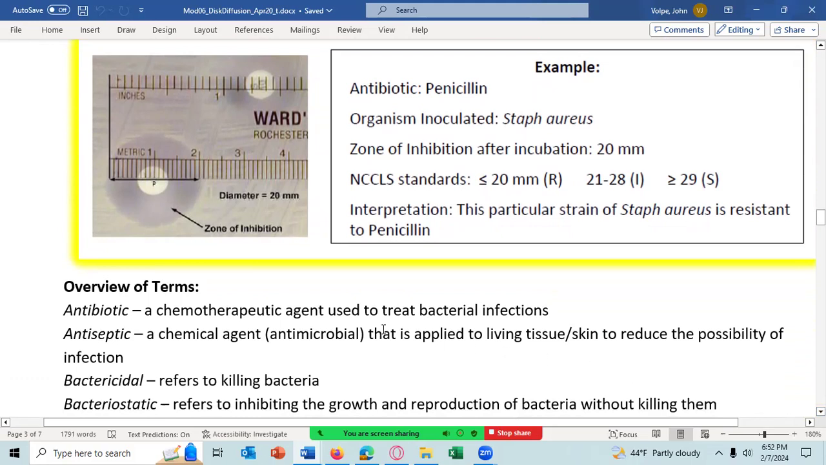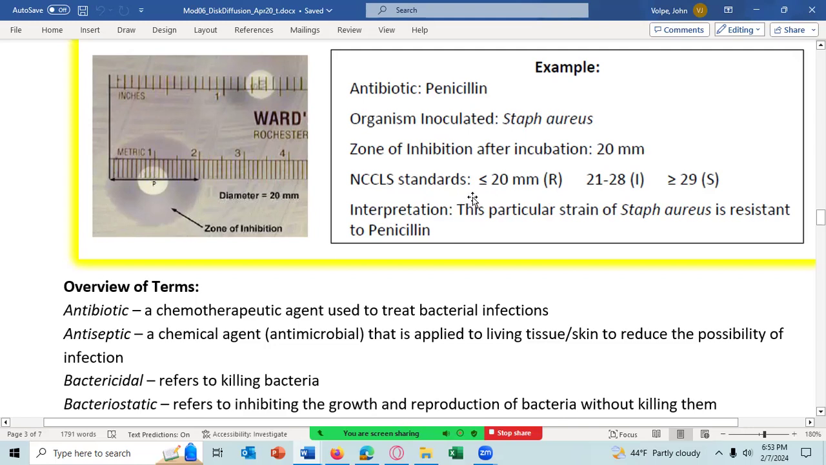For example, here is the zone of inhibition for, I believe it's Staphylococcus aureus. The antibiotic here is penicillin, that's penicillin G. You measure the size of the zone of inhibition. This looks like it's about 20 millimeters, the diameter, and usually you measure that twice, meaning you measure it this way and then that way. And if it's different, you take the average. But this is 20. And then you compare it to a table.